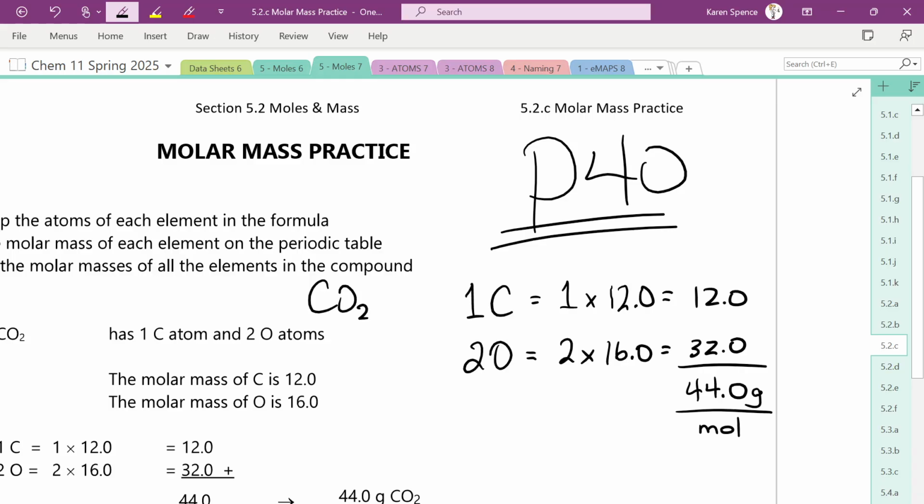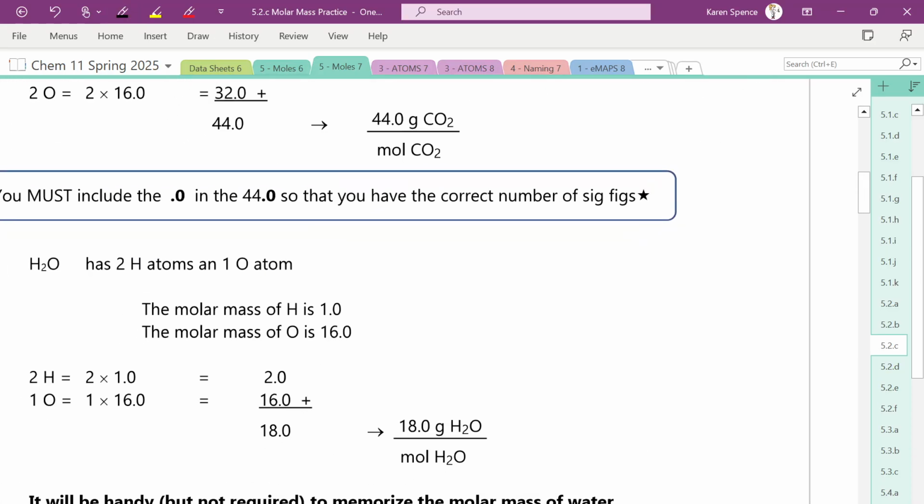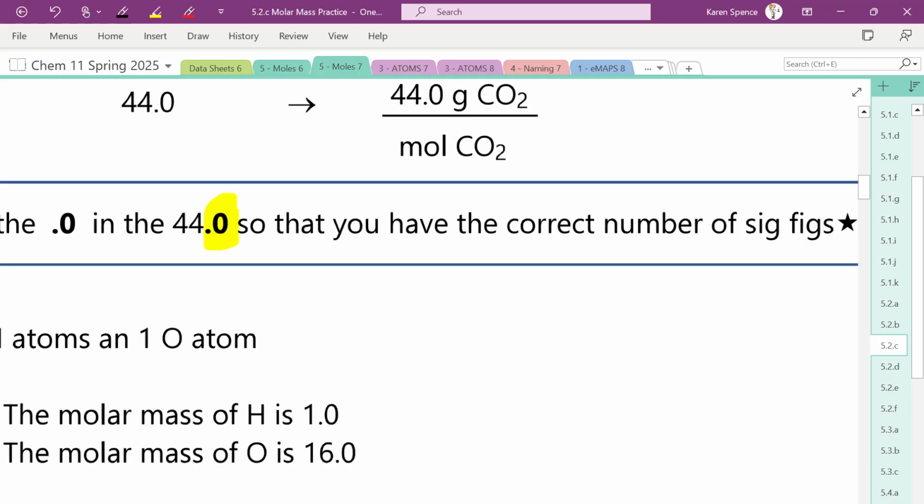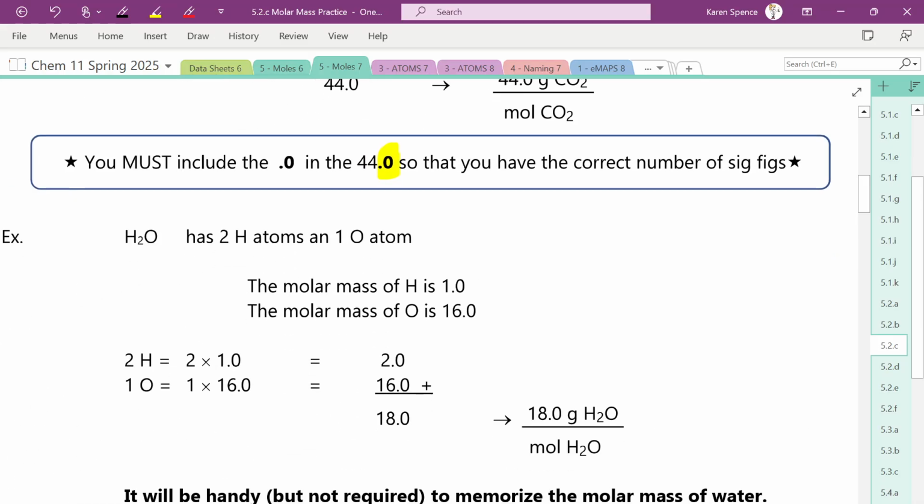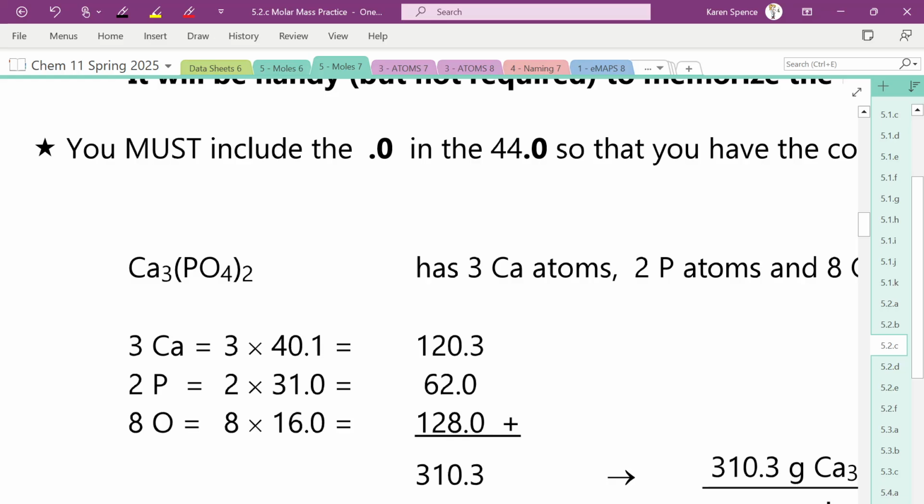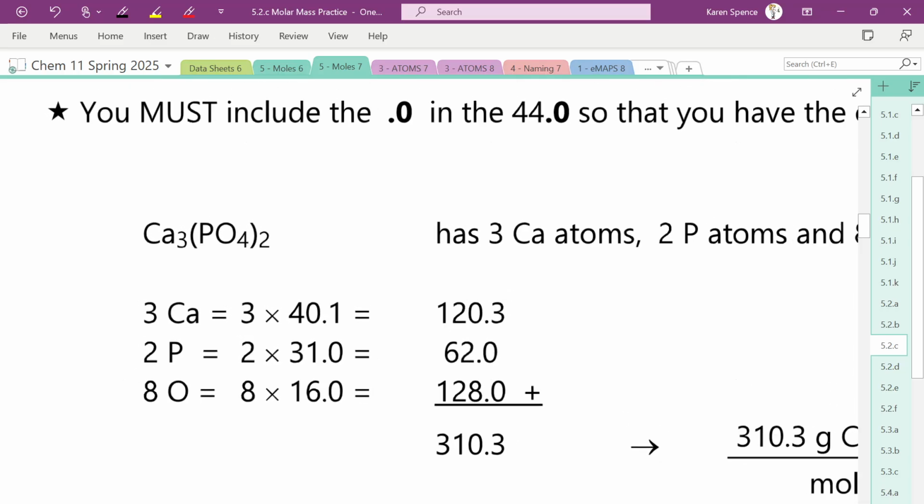Did that make sense? So we just added those 2 numbers up. We got the carbon mass and we got the oxygen mass, and then we added them together. Is that good? Okay, cool. We're going to skip water because that seems too trivial. Just noting, you do have to have this 0.0. We're going to go down to calcium phosphate because that's a big fancy one. And we're just going to follow along in here because we're almost out of time.